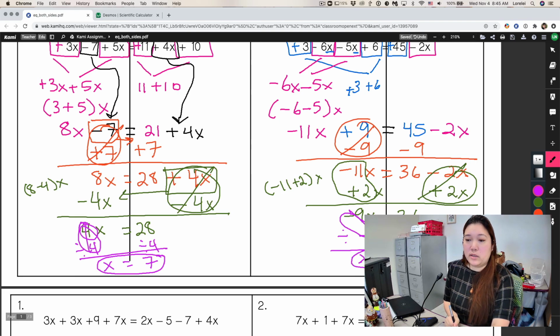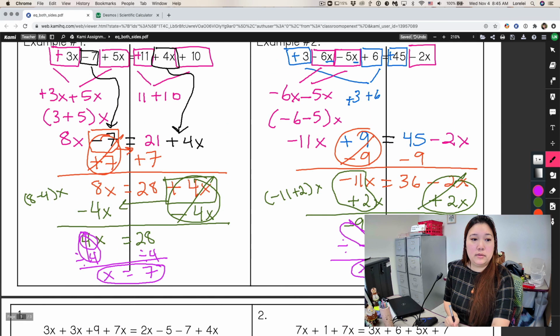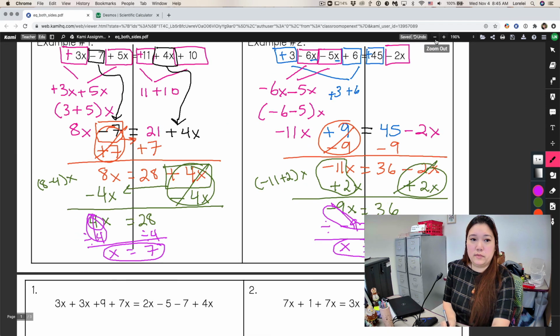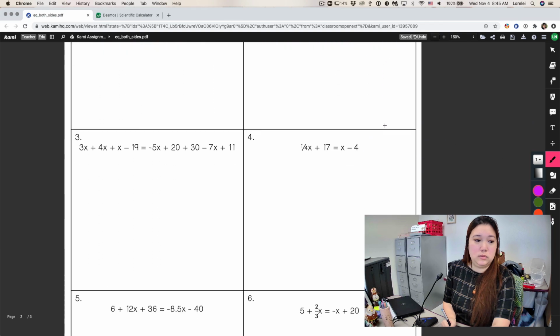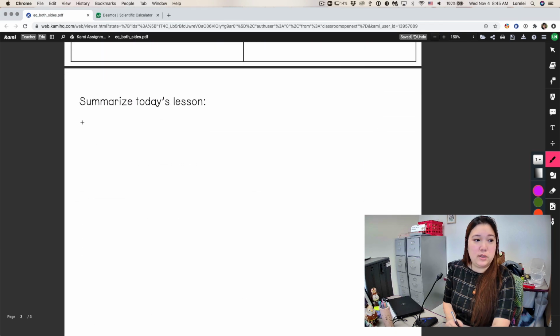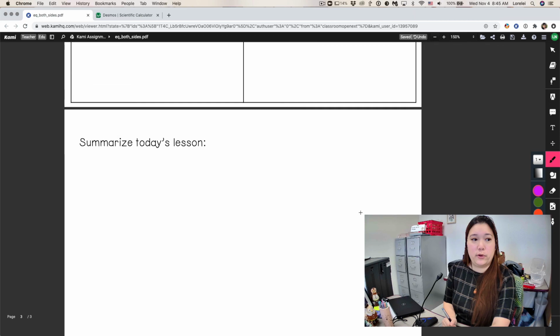Okay, so the rest of these problems are your independent work that I will be checking. And then, of course, on the last page, you need to summarize the lesson. This is really important for the notebook check, so please make sure you write a couple sentences here to talk about what you learned from this.